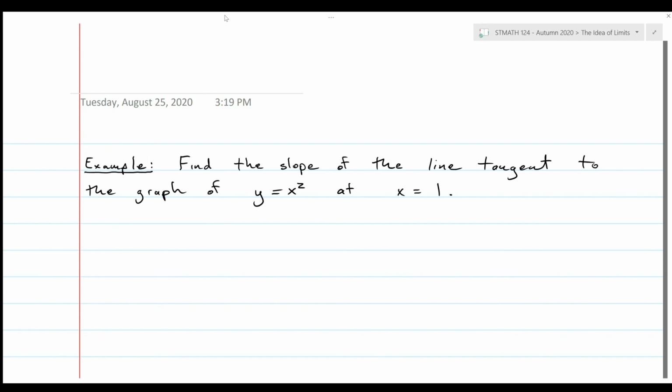All right. So one last little example, maybe to tie in this idea of tangent lines.